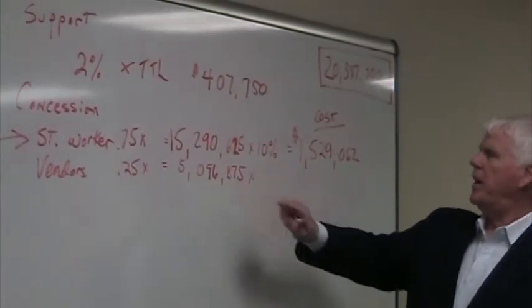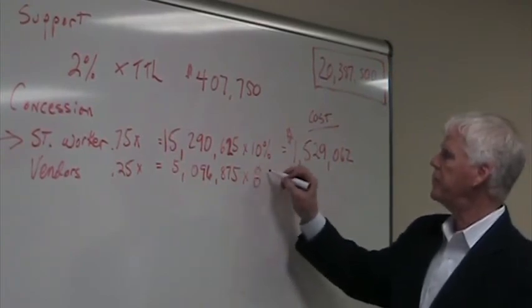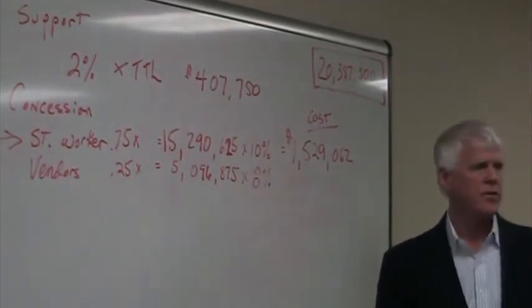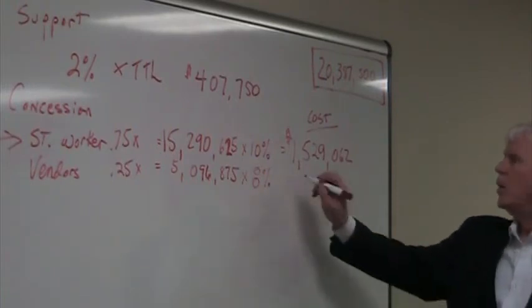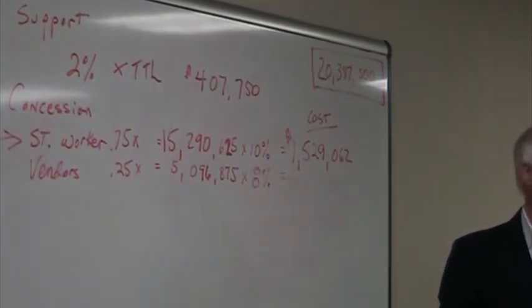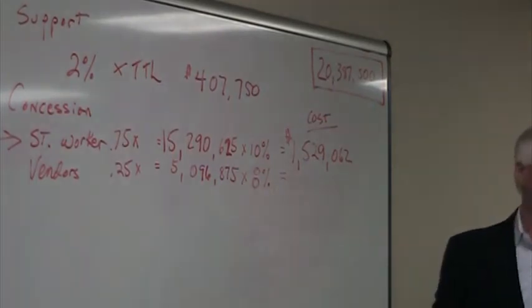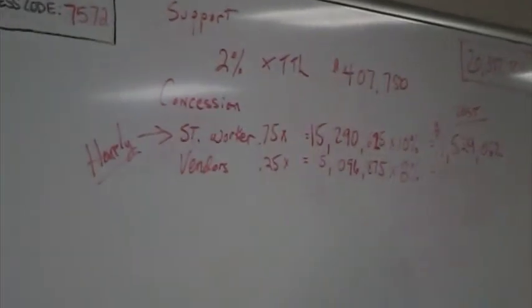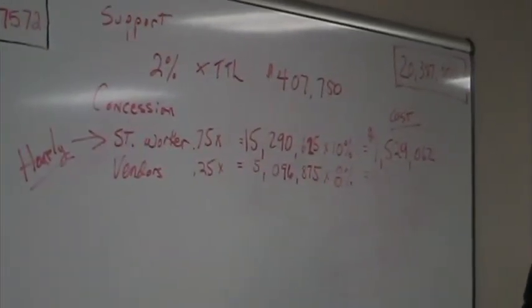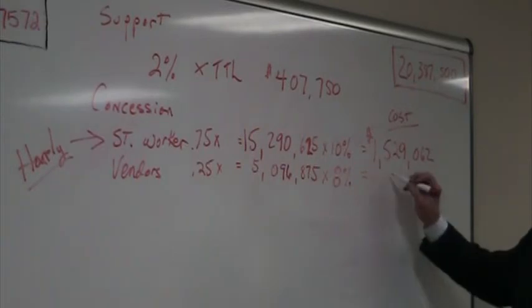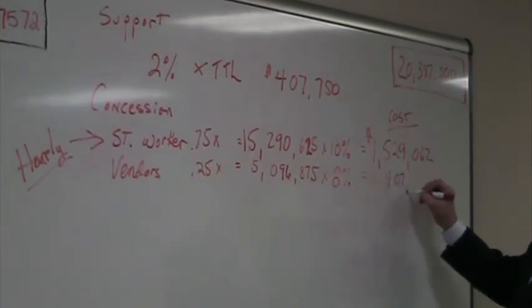So we figured out these two numbers. Let's say that we're going to pay these people 8%, because they're going to get tips walking through the stadium, much like a bartender gets tips. What's the cost? What's 5,096,000 times 8%? $407,750.